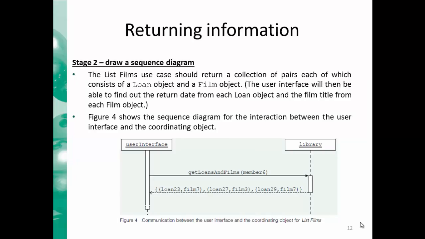Now we go to step 2, draw the sequence diagram between only the user interface and the coordinating object, in this case called library. So we design the coordinating method called getLoansAndFilms that takes member 6 as parameter. So we want to design this interface and we want the coordinating object to give us couples of loans and films of those loans for member 6 object.